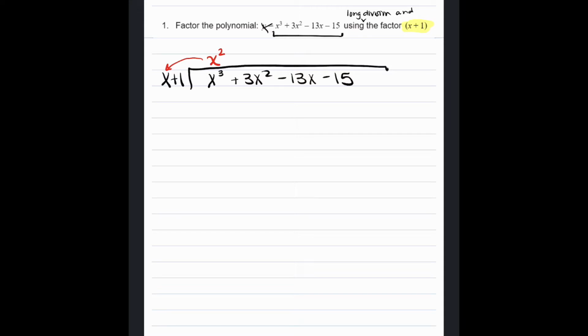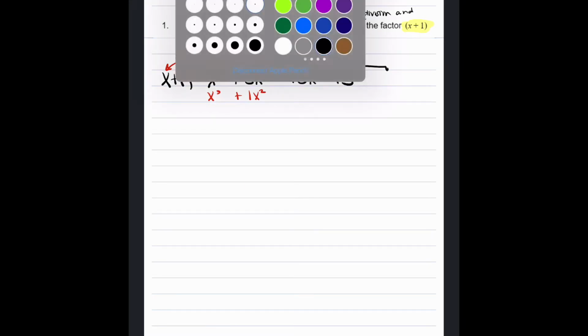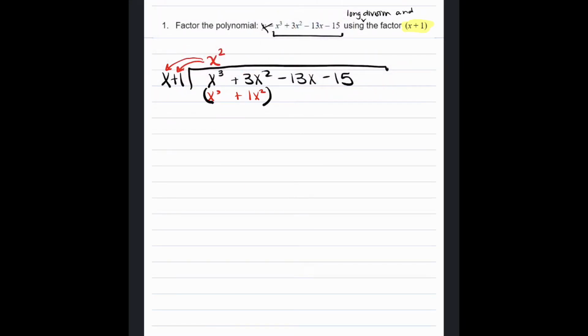So x squared times x is x to the third. And then I'm doing x squared times positive 1, which is just positive 1x squared. So then once I have that, I go ahead and subtract those values. So I'm going to put it all in parentheses, and I'm going to subtract it. So I have x to the third minus x to the third. That's going to cancel out, and that's what we want to do. That first term should always cancel.